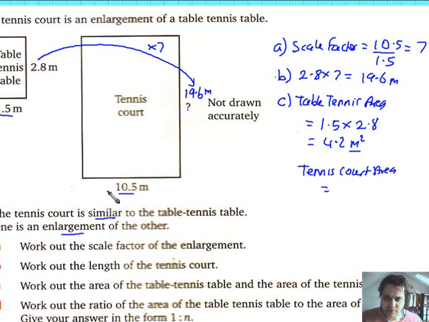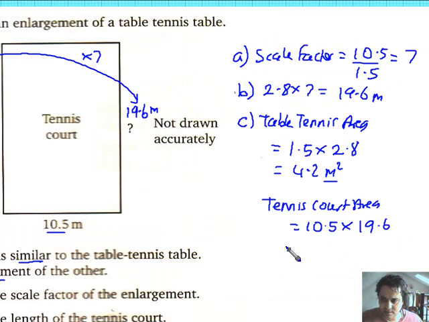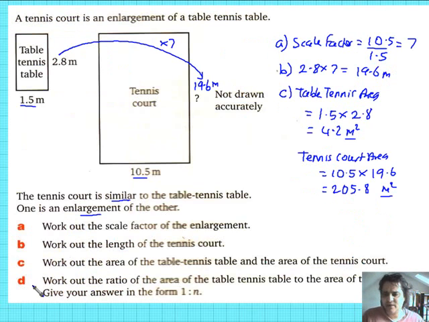same calculation, we just have a bigger rectangle. 10.5 multiplied by 19.6, and the answer will be in meters squared again. Get you an answer now. 10.5, 19.6. Boom. 205.8, yeah, meters squared. Now, last bit is very interesting.